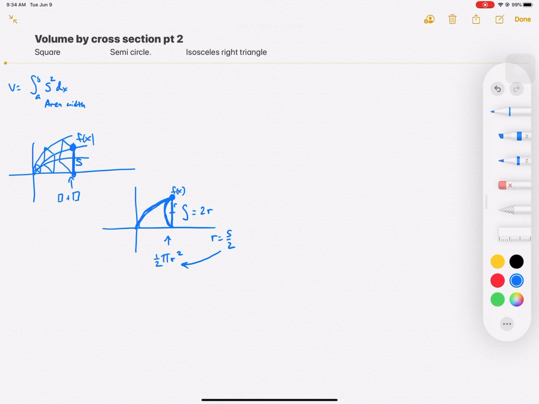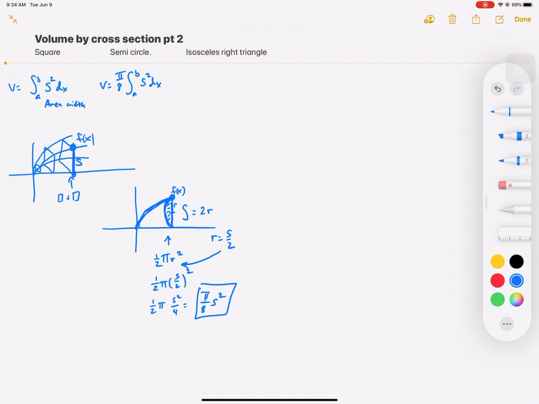If we plug that into this equation, it's going to be 1 over 2 pi times s over 2 squared. When we square s over 2, that gives us s squared over 4. So 1 over 2 pi s squared over 4. Combine those to be 1 over 8, let's say pi over 8 s squared. Now this is our area equation for each of these slices of semicircles. For our volume equation, again, we're just multiplying the area times a little bit of width. Since pi over 8 is a constant, we throw that outside our integration: pi over 8 integral from a to b of s squared dx.